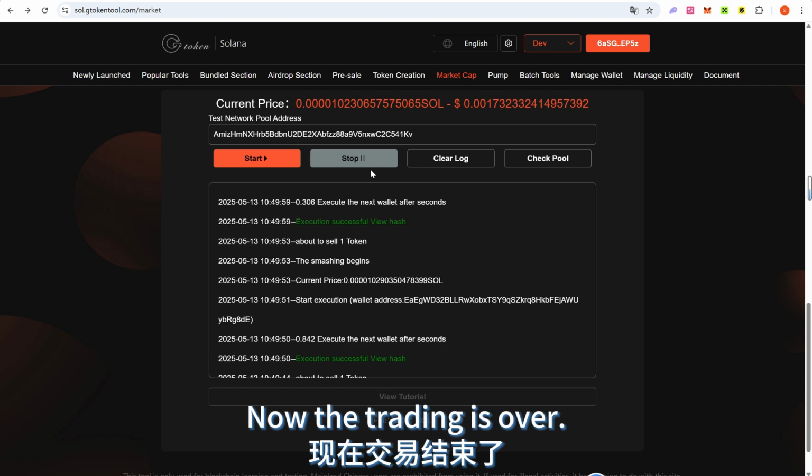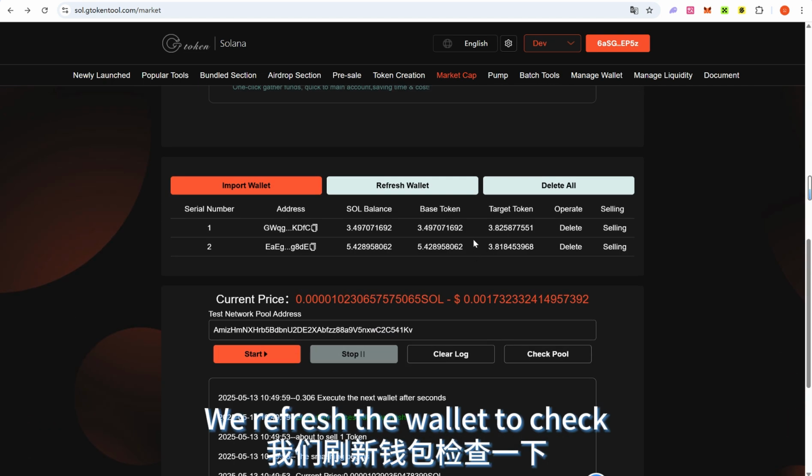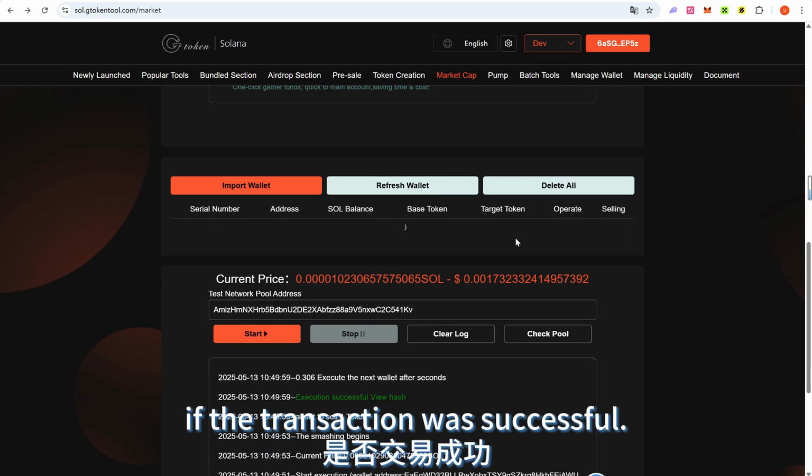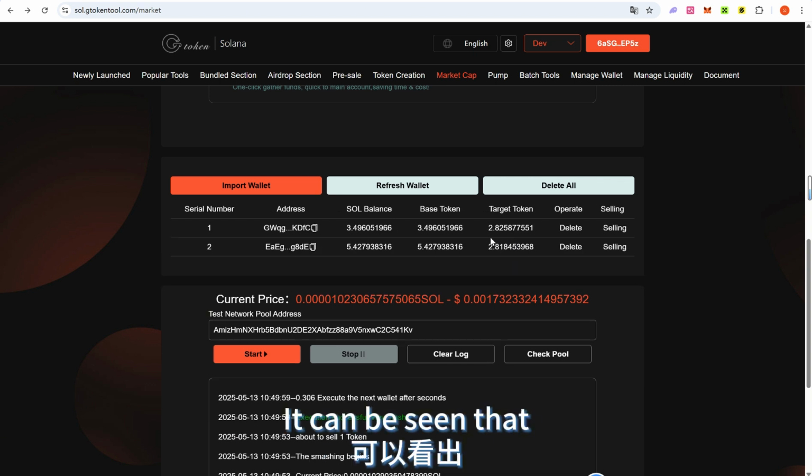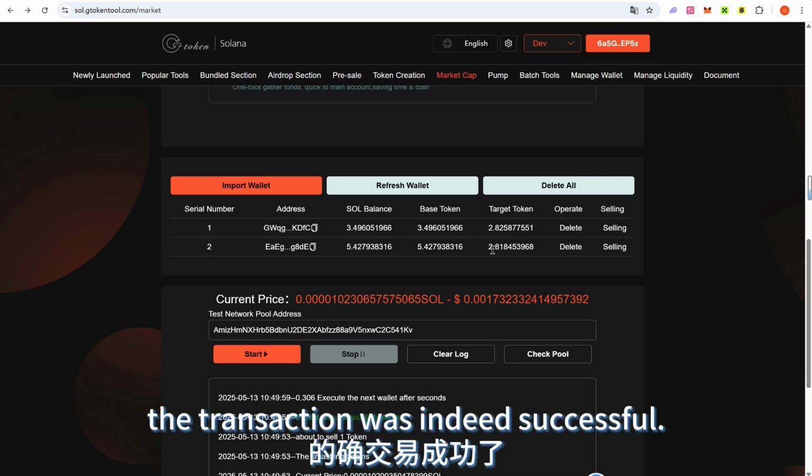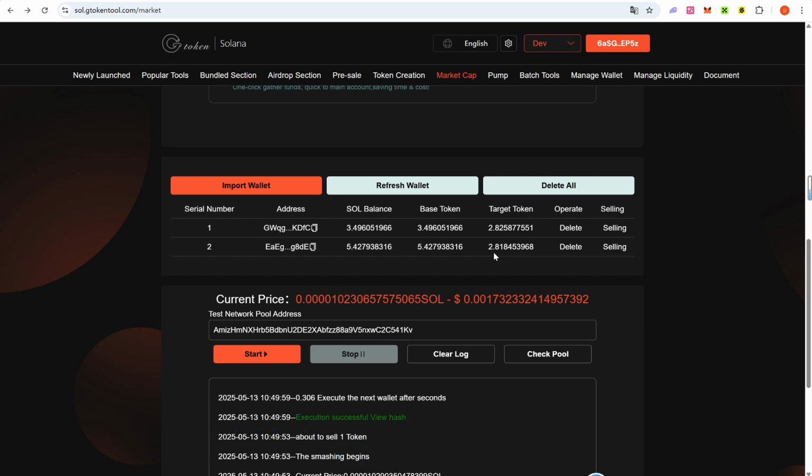Now the trading is over. We refresh the wallet to check if the transaction was successful. It can be seen that the transaction was indeed successful.